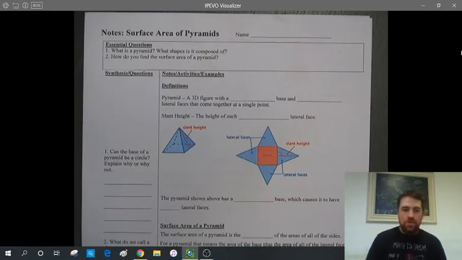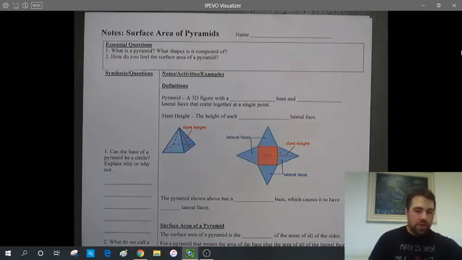Okay, another video here to cover the notes on surface area of pyramids now. So hopefully you've already watched and completed the worksheet on surface area for prisms, but this one obviously we're going to talk about pyramids. So you need to know what exactly a pyramid is and what shapes it's composed of, and then how do you find the surface area of a pyramid. It's our other essential question.